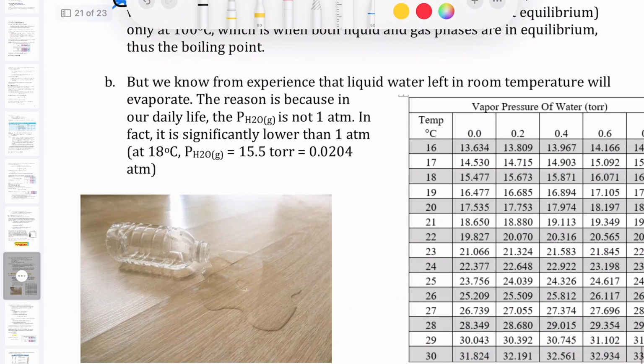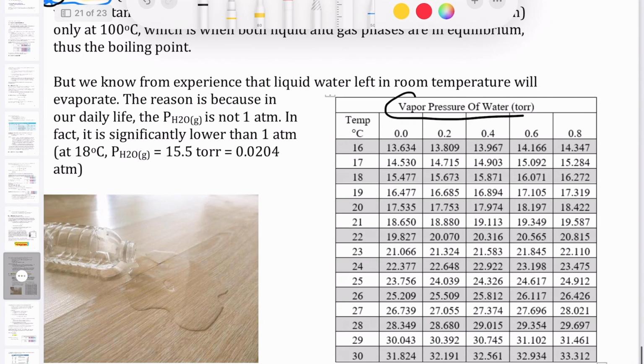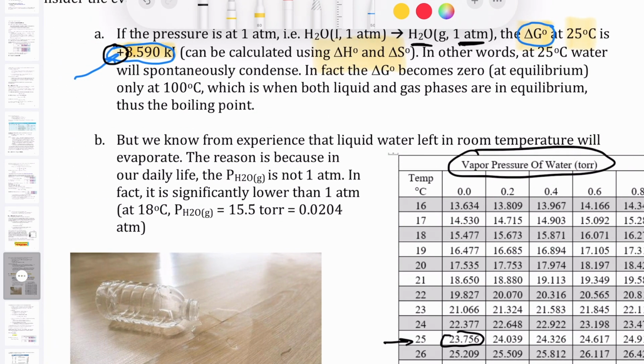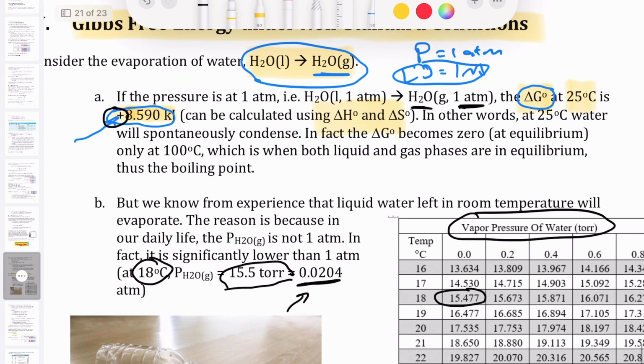But if you look at a table of vapor pressure of water, which is shown here on the right, at room temperature, which is about 25 degrees Celsius, you see that the vapor pressure of water is pretty low. It's 23.756 torr, which if you convert it to atm is going to be a pretty small number. So we're really far away from that standard condition pressure of 1 atm. The number we get, therefore, is not really useful because we're not at standard condition.